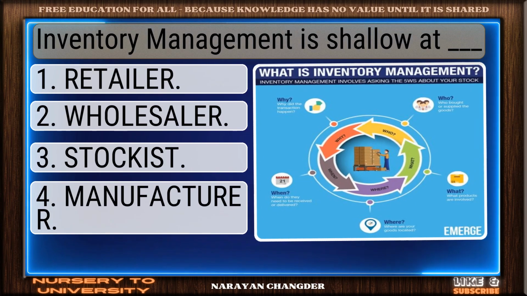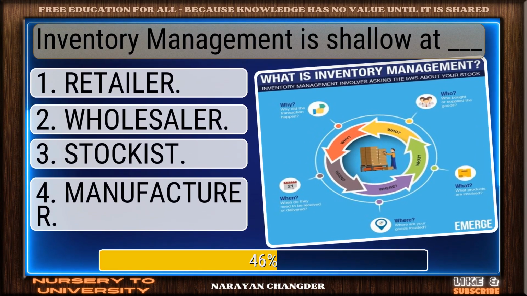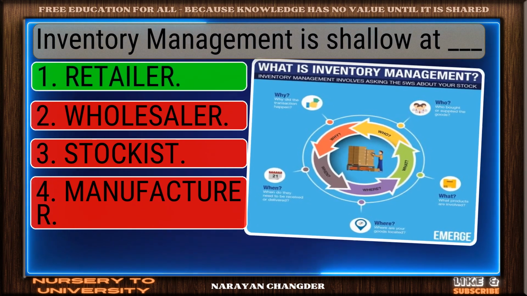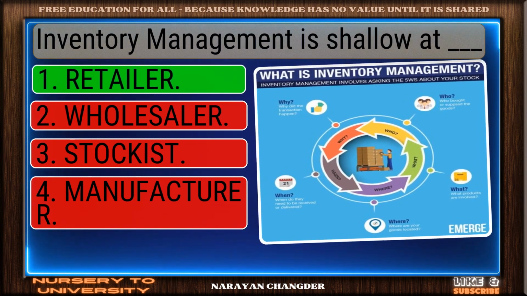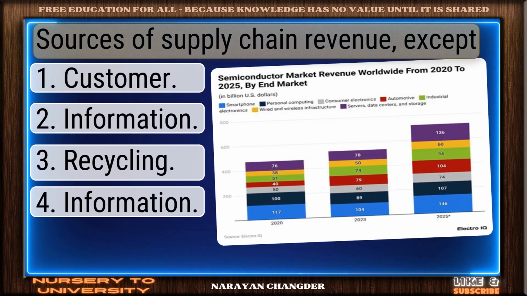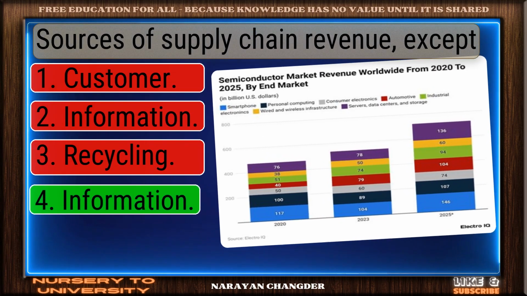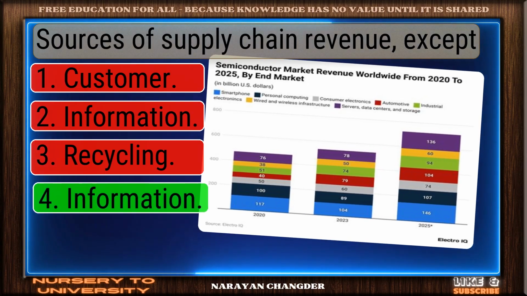Inventory management is shallow at dash. Sharp thinking. Retailer is the right choice. Sources of supply chain revenue, except. Right choice. Information is the best answer.